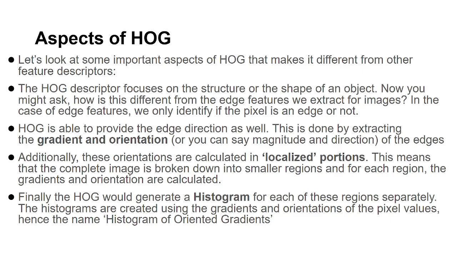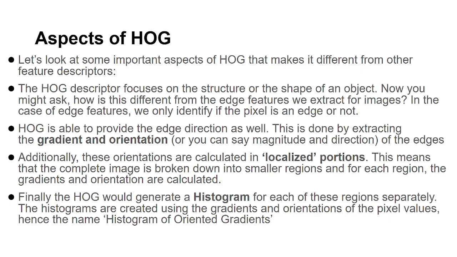Let's look at some important aspects of what makes it different from other feature descriptors. It focuses on the structure or shape of the object, and it is also different from the edge features we extract from images. In the case of edge features, we only identify whether a pixel is an edge or not. So that is what separates it from the other features.